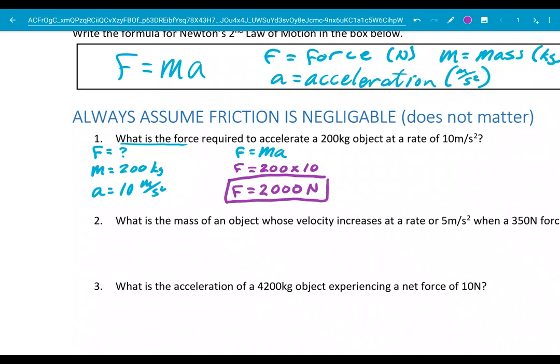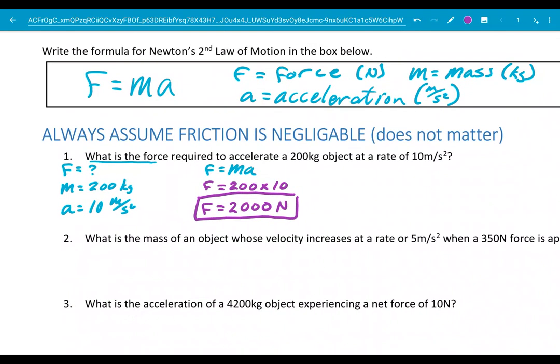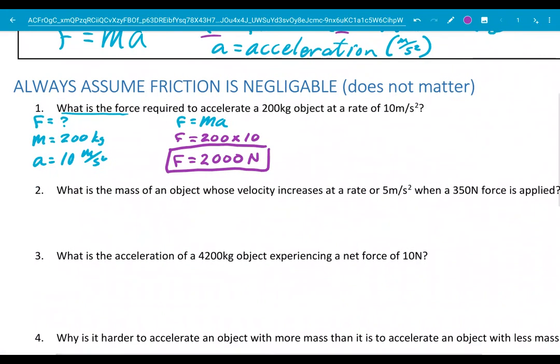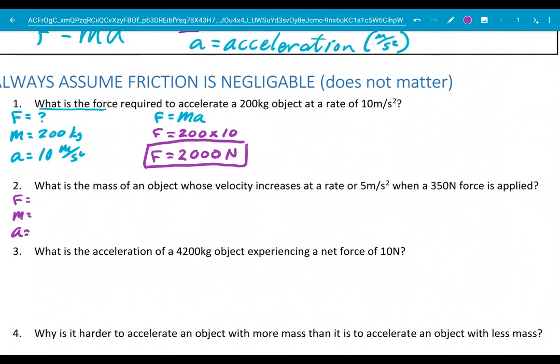Okay, make sure though that you have the correct units, and if you can't remember what the units are, then just look up again at the top when we're solving for F. That'll be newtons. All right, next question. You need to, again, write down F equals M equals A equals, and then we'll read the question. Okay, what is the mass of an object whose velocity increases at a rate of 5 meters per second squared when a force of 350 newtons is applied?